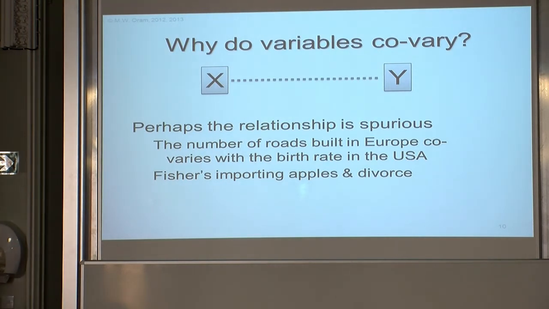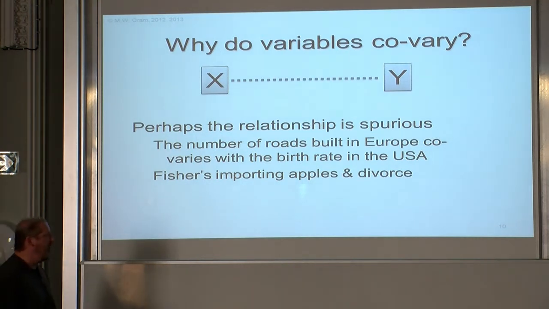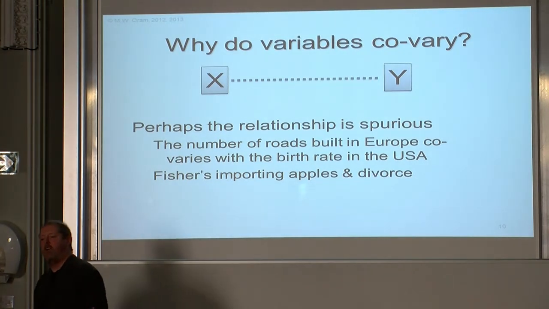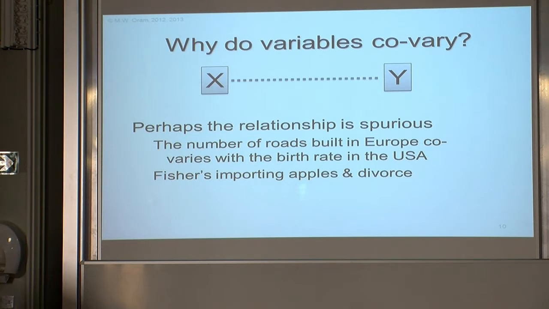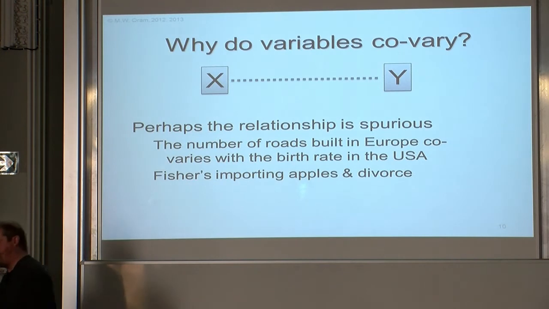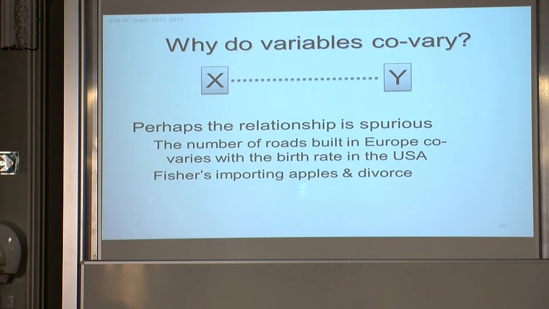Okay, and a famous case was Fisher again, who showed that there was a relationship between the importing of apples and divorce rates. Nobody would actually go, eating lots of apples causes divorce. At least I hope you wouldn't. Okay, and he did that, and it's a relatively famous paper, to show very clearly that there is no causality. You should never infer a causal relationship just because things co-vary.